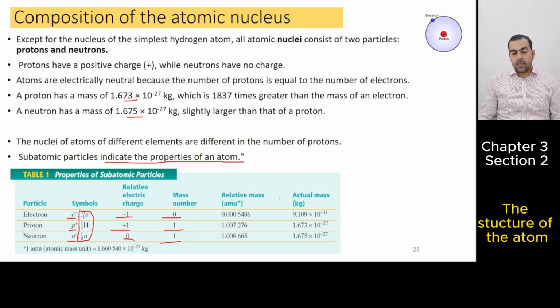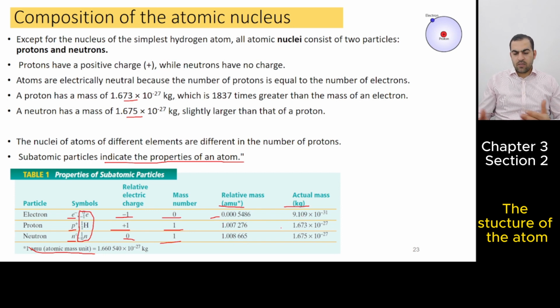Now the mass of the electron, proton, and neutron. This is in AMU, guys. AMU means atomic mass unit. An atomic mass unit equals 1.660 times 10 to the power minus 27 kilogram. Also, we can say the actual mass in kilogram. This is in kilogram, this is in AMU. Later we'll talk about AMU.